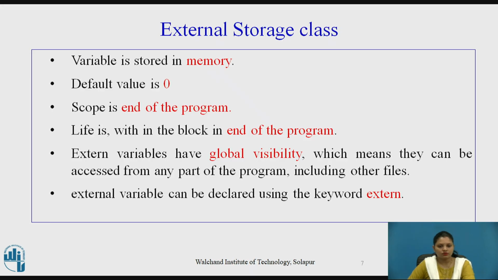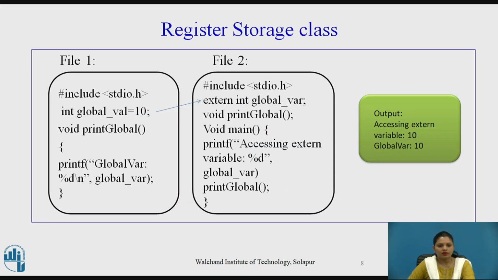The extern keyword is used before a variable to inform the compiler that the variable is declared somewhere else. This can be explained with an example. In this example, global var is defined in file 1 and it is declared with the extern storage class in file 2. The extern declaration in file 2 tells the compiler that global var is defined in another file, so it should not allocate storage. Instead, the compiler generates a symbol for global var so that it can be accessed in file 2.